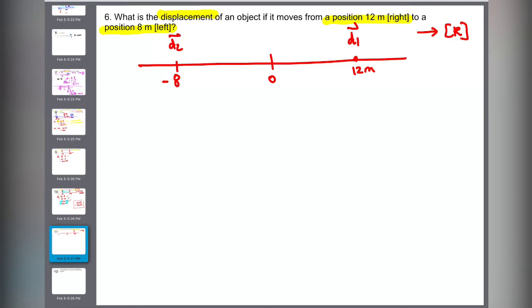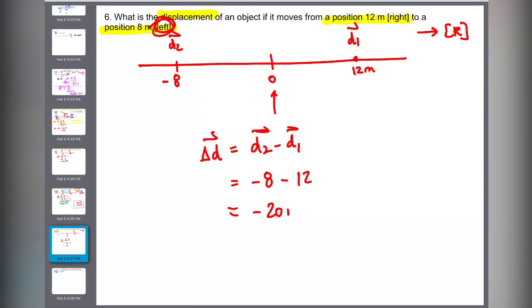This is my D2. You will not get your answers right if you don't remember that the left and right, it's on the opposite side of the reference point. Displacement, I always write my equation. This is always 1 mark. If you don't write your equation, you don't get that mark. Okay, D2 is negative 8. D1 is 12, so minus a positive 12. Okay, so I get minus 20.